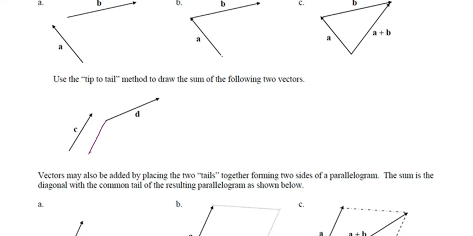Close enough. I'll redo the whole thing. Right? So there's C, and then this is C plus D. Why don't they have arrows on them?